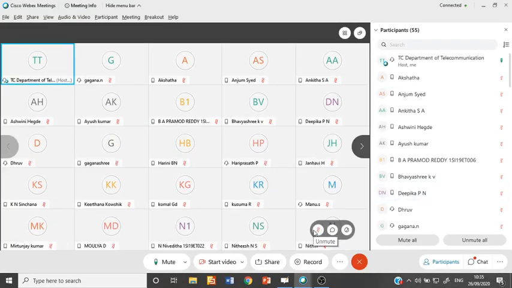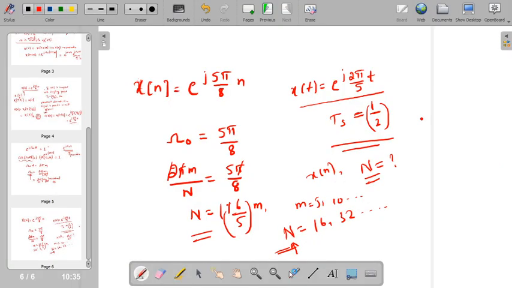Have you done it? So you have to take t equal to 1 by 2 into n, right? Then it will become e power j pi by 5 into n. Then omega naught will be equal to pi by 5. Is it right, this one?